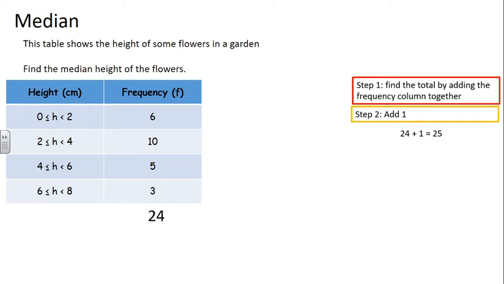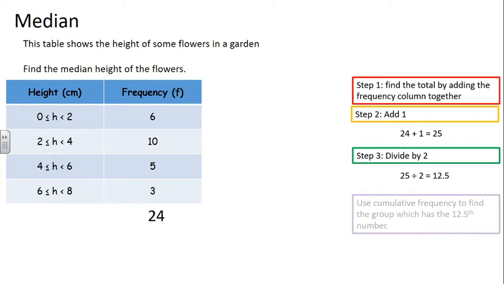If you're not sure why we add 1, go back to a previous video and have a look at the averages. I think it was called MMMR. That will tell you why we add 1. Divide that by 2. Remember, the median average is the one that's in the middle. So 25 divided by 2 is 12.5. So we are looking for the group that has the 12.5th number in it.